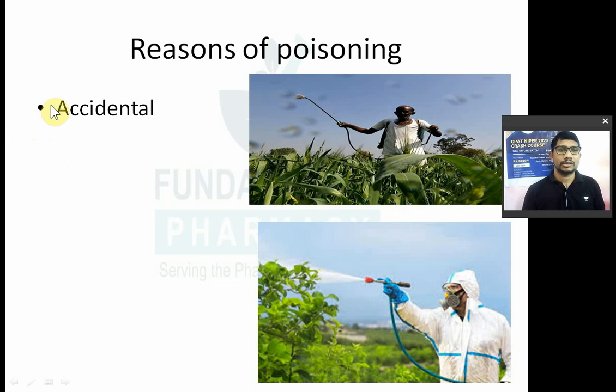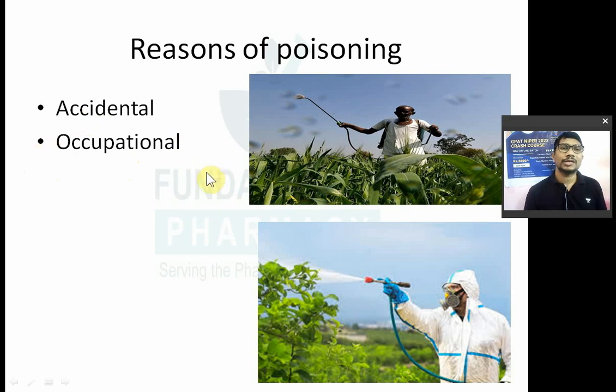So accidental poisoning. The second reason for poisoning is occupational poisoning. So what do you mean by occupational poisoning? Occupation means business. Occupational poisoning means poisoning due to business, or poisoning due to working in a particular business. This type of poisoning particularly happens with farmers.